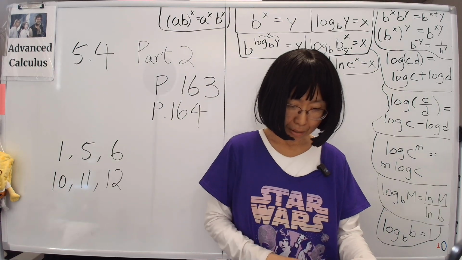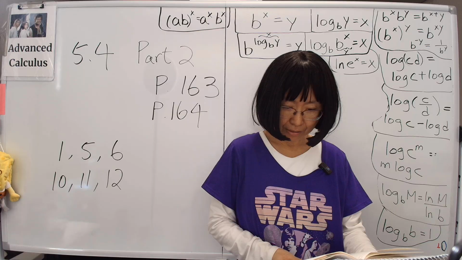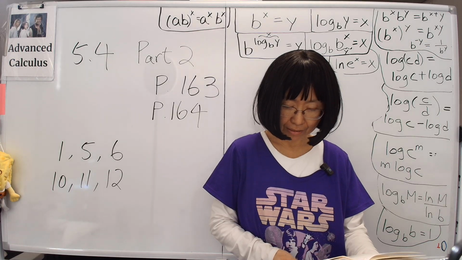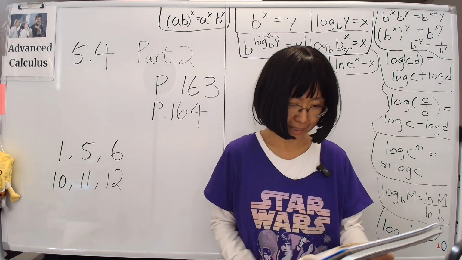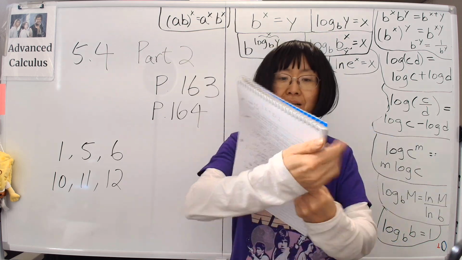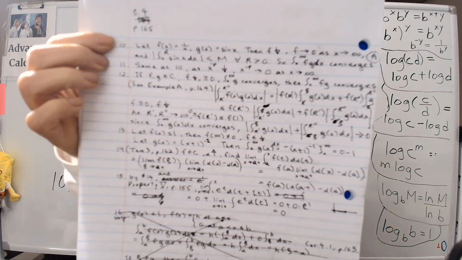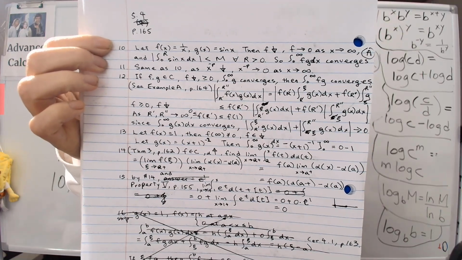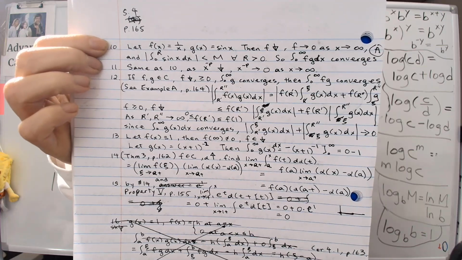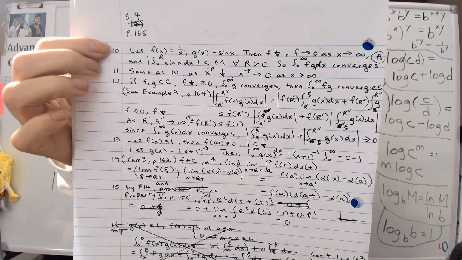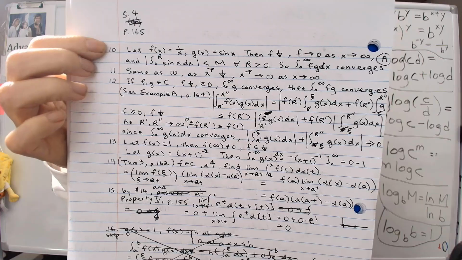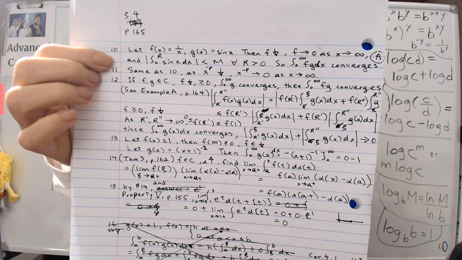Next, let's look at problem 10. We're going to prove that the integral of sine x over x going to infinity converges, using our current rules. That works quite fast, right? If you let f of x be 1 over x and g of x equal to sine of x, as in example A, which satisfies all the conditions, then therefore it converges.